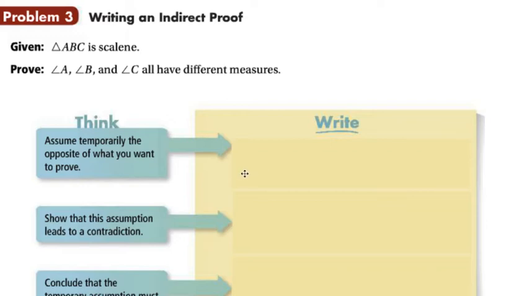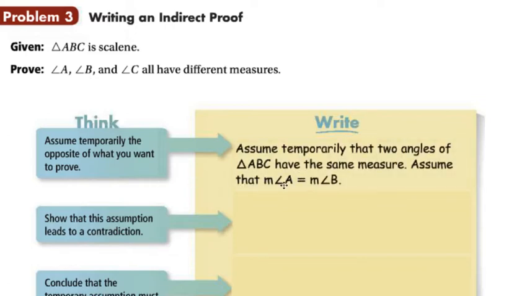So to write an indirect proof, here's problem number 3. We're given that triangle ABC is scalene. Remember, scalene means all of the sides have different lengths. We want to prove that all 3 angles have different measures. So we're going to assume temporarily the opposite of what we want to prove. So if we want to prove that all the angles have different measures, we're going to assume that 2 of them have the same measure. What if we assumed that A and B were equal in measure? That's how we're going to start our proof.